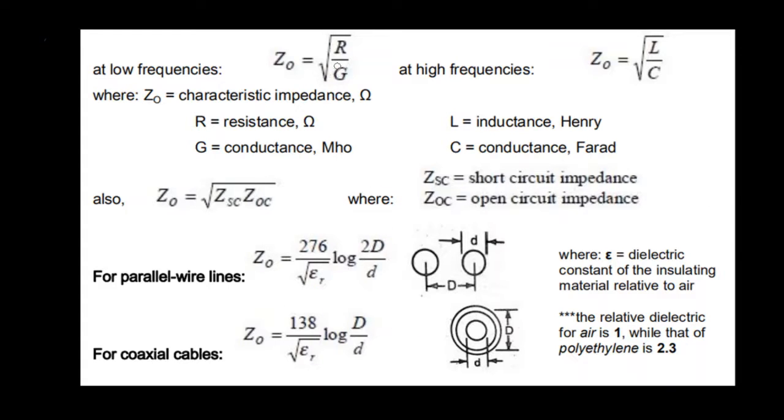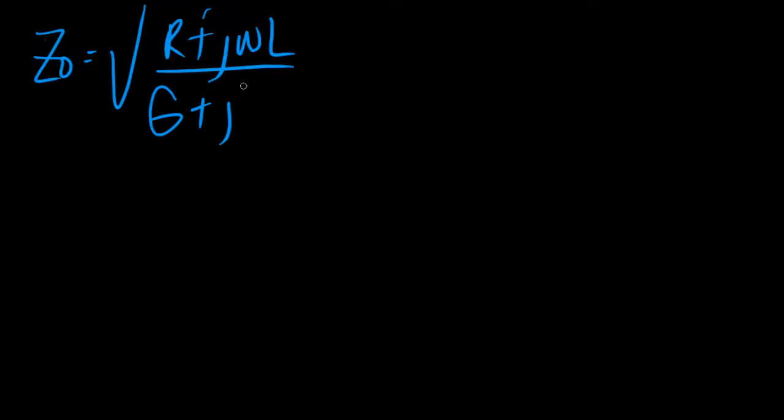Now, for low frequencies, our equation will be this. By the way, the symbol Z0 is the symbol for characteristic impedance. For higher frequencies, this is our equation. The original equation actually came from this: Z0 is equal to the square root of R plus jωL over G plus jωC.